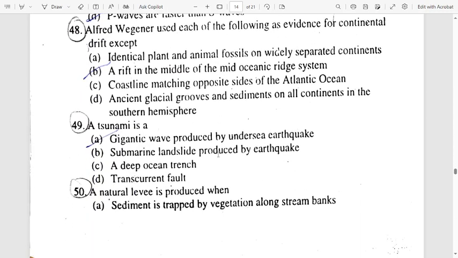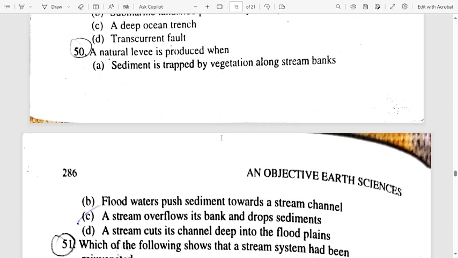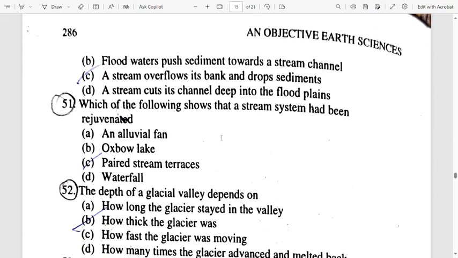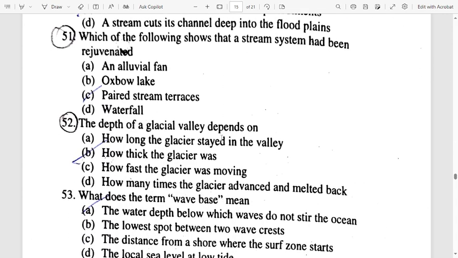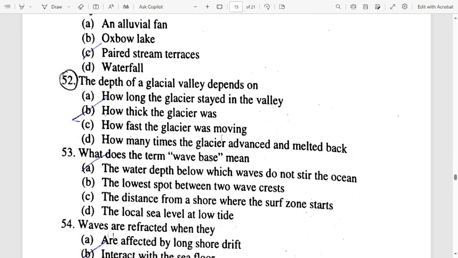A tsunami is a gigantic wave produced by undersea earthquakes. A tsunami, the word itself means huge wave. A natural levee is produced when a stream overflows its bank and drops sediments. Which one of the following shows that a stream system had been rejuvenated? Paired stream terraces. The depth of a glacial valley depends on how thick the glacier was.